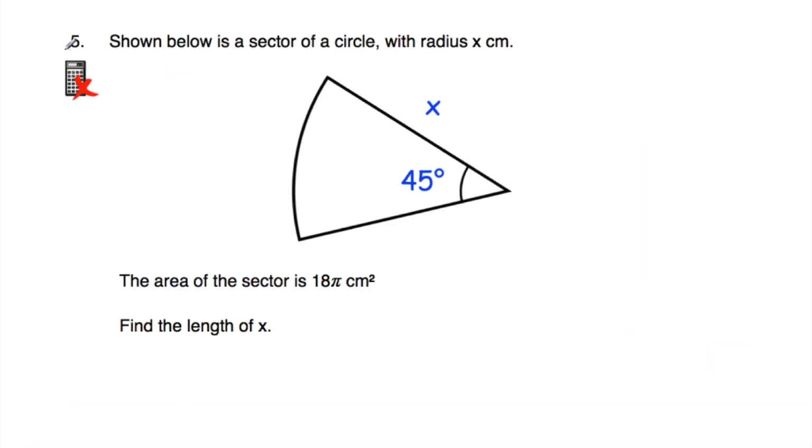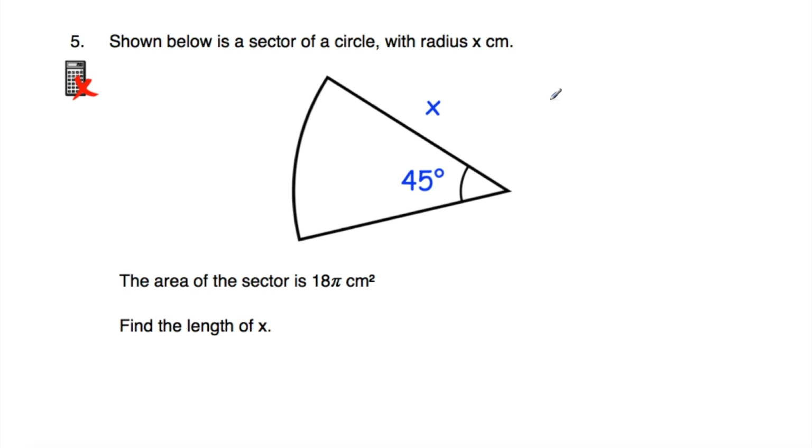Okay, so let's have a look at question number 5. So question number 5 says, shown below is a sector of a circle with radius x centimeters. So we've got this sector, and the angle here is 45 degrees, and this time we've not been asked to find the area of the sector, we've actually been asked to find the radius of the circle, or this length here, x. So we're told the area of the sector is 18 pi centimeters squared, so it's a non-calculator question, and we've been asked to find the length of x.